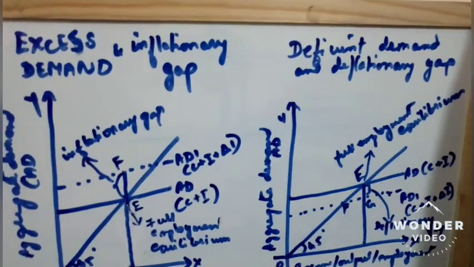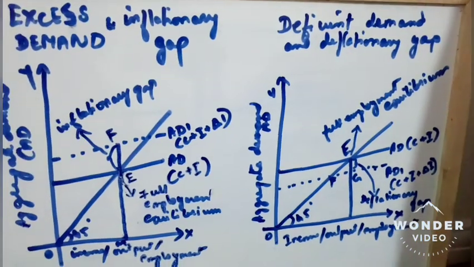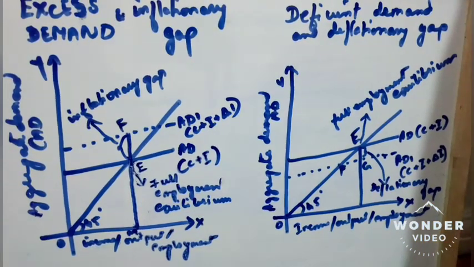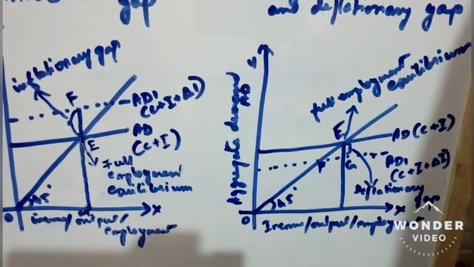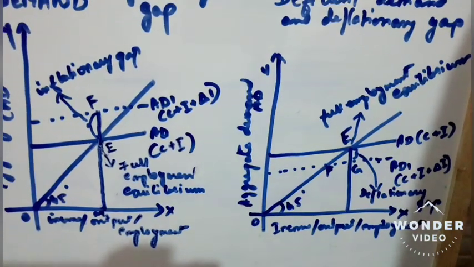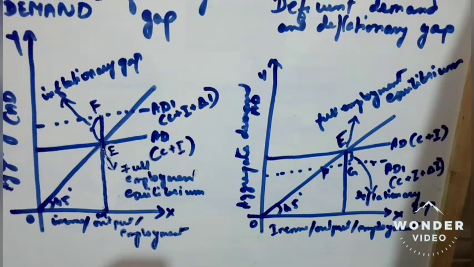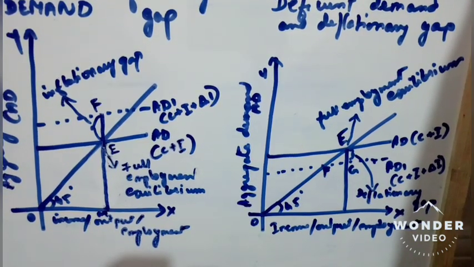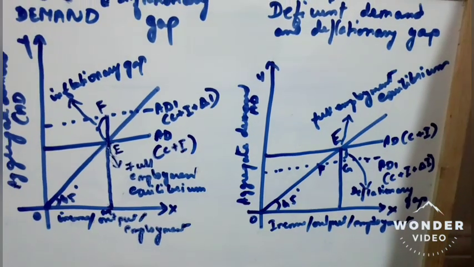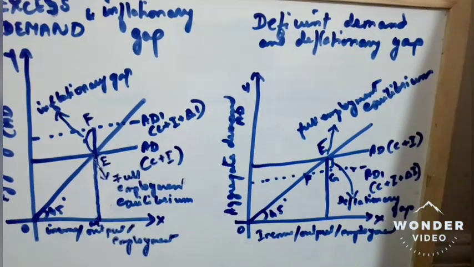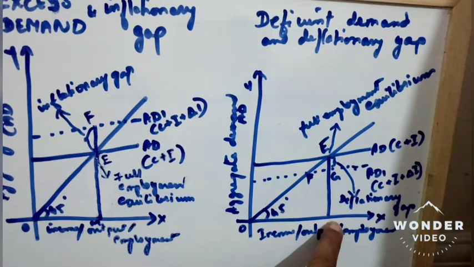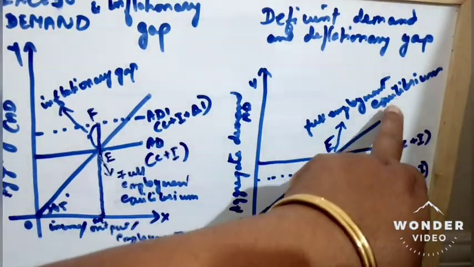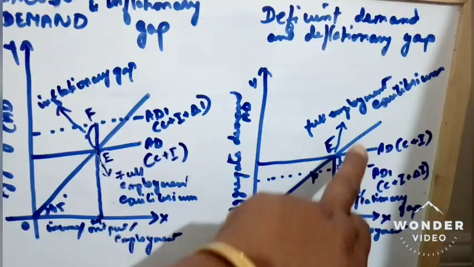In the next one, you find deficient demand. AD, that is consumption plus investment, and OM, output, that is this position. They cut at point E, which is the full employment equilibrium.